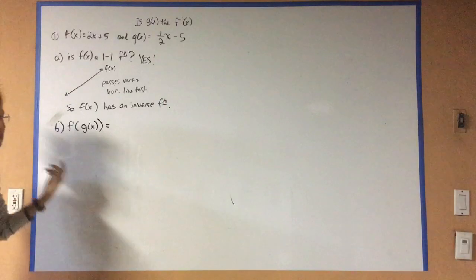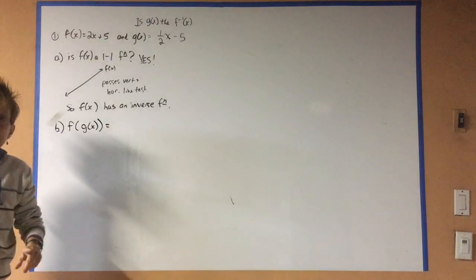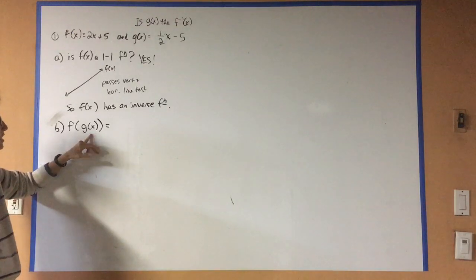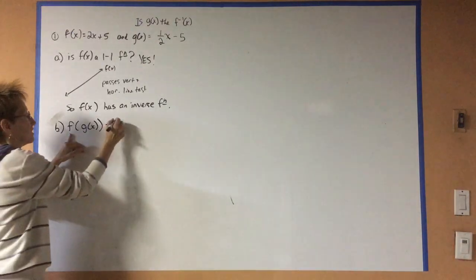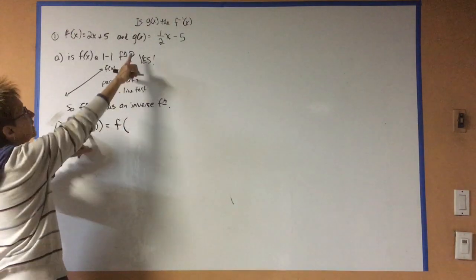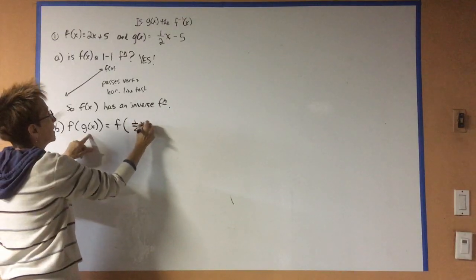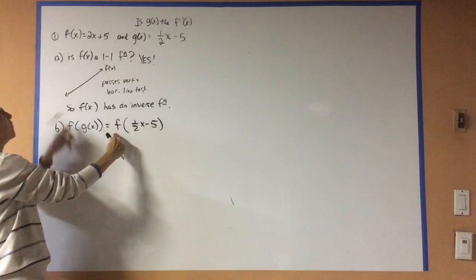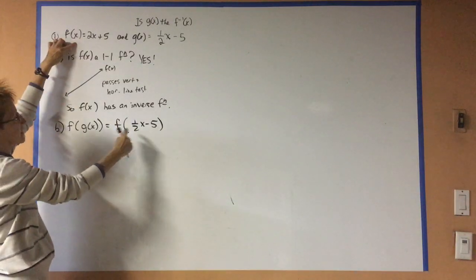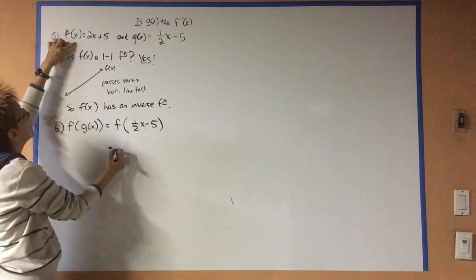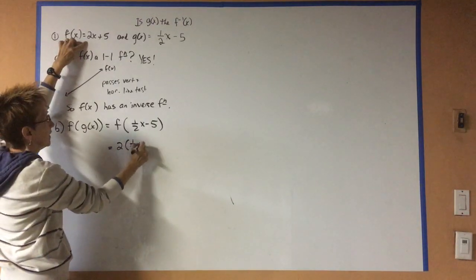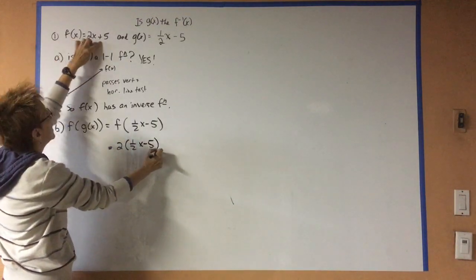And then I need to figure out g of f of x, and they both need to equal x. So let's try this one. This says put g into f. So in other words, f of g of x is 1/2 x minus 5. So I'm putting g of x into f. So here's f. Everywhere I see an x, I'm going to replace it with this. So this says 2 times x, which is 1/2 x minus 5, and then add 5.